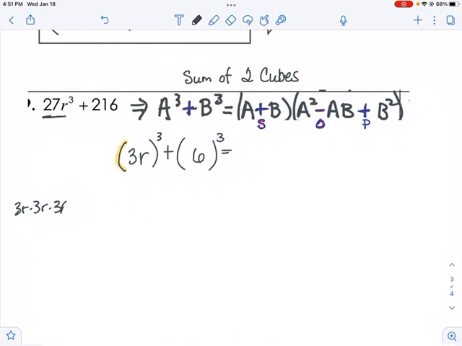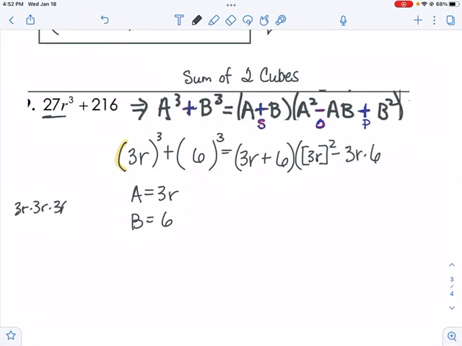So in order to factor this, all you really have to do is say, okay, that's 3R plus 6. Then I have 3R squared. I'm going to go ahead and write it as the square, minus A is 3R, so it's going to be 3R times 6 plus 6 squared. Okay, so my factoring for this sum of two cubes is 3R plus 6 times 9R squared minus 18R plus 36.